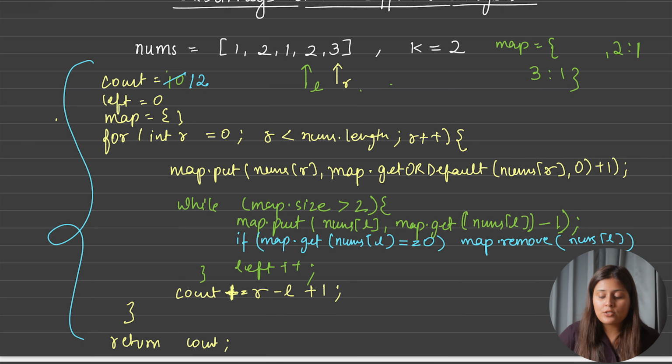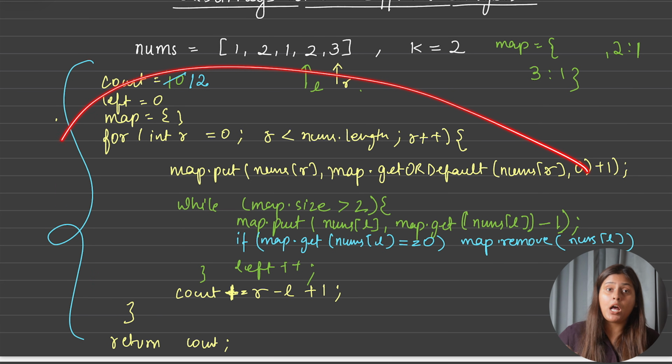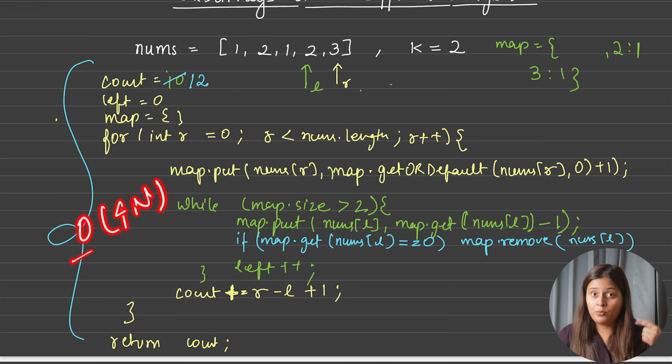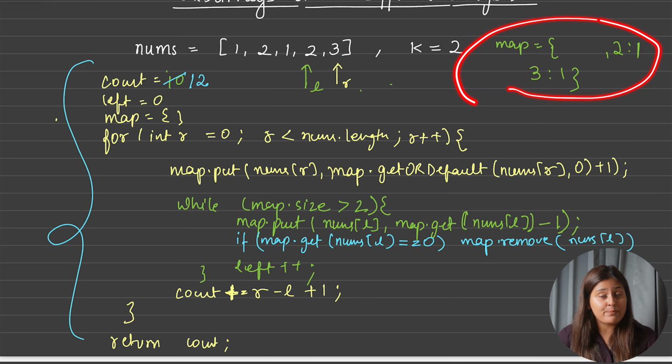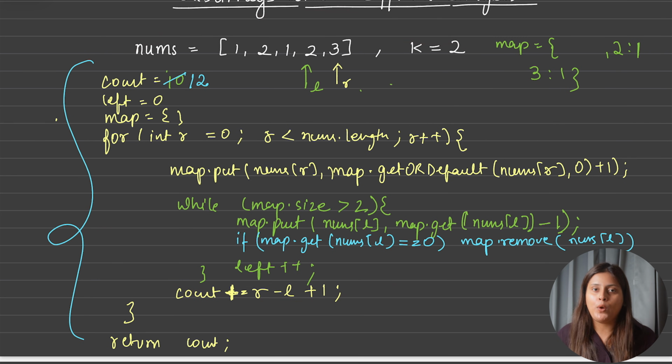But you call this whole function for less than or equal to k, and you are going to call the whole function again for less than or equal to k minus 1. So total O(4n) if to be more precise, and although it is linear only. And if we talk about space complexity, the map will take O(n) space if all numbers are unique, and the same function we are calling 2 times, so the total space complexity will be O(2n), that is linear only.